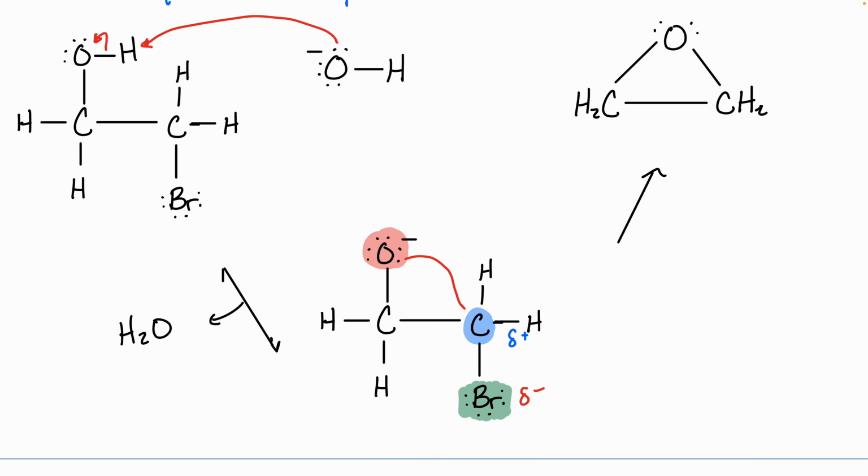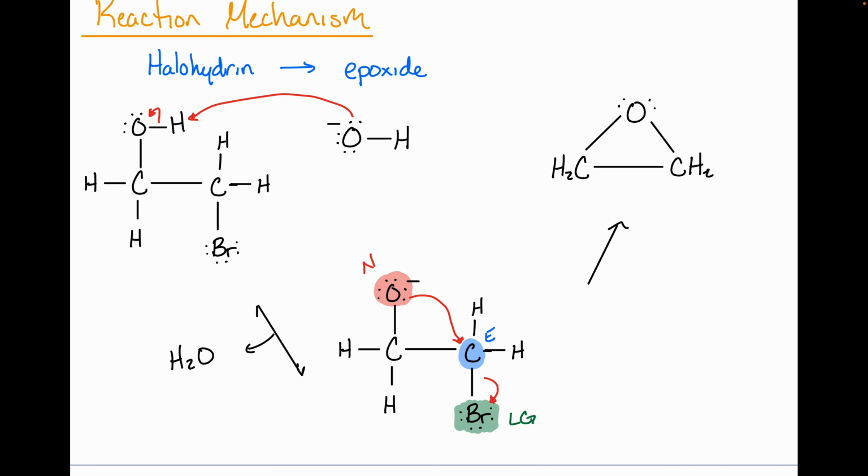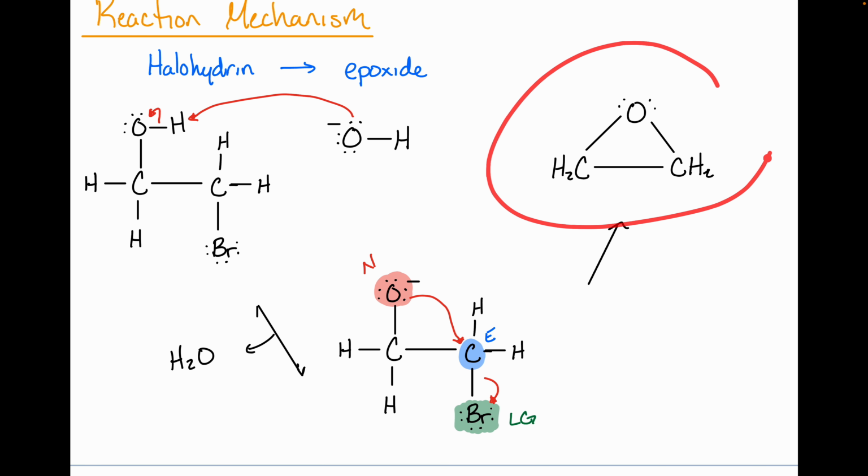And so what's going to happen? Oxygen's going to attack that carbon and kick off that leaving group there. To be clear, oxygen is our nucleophile, carbon is our electrophile, and bromine is our leaving group, creating our epoxide. Epoxides are pretty cool. We'll revisit them in the next semester and talk about even more reactions of them.